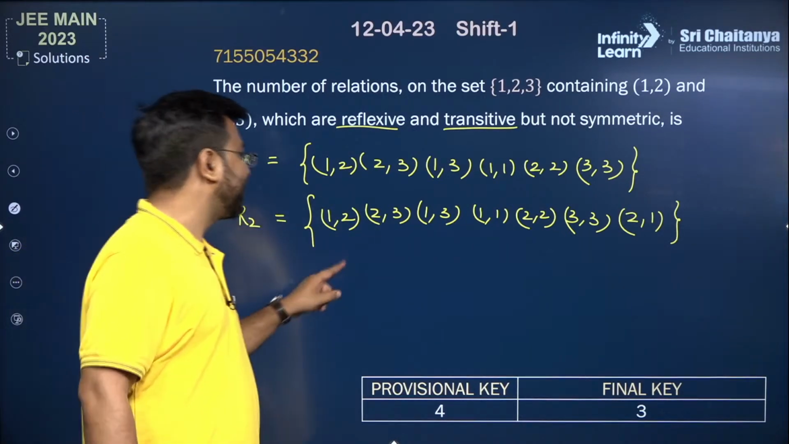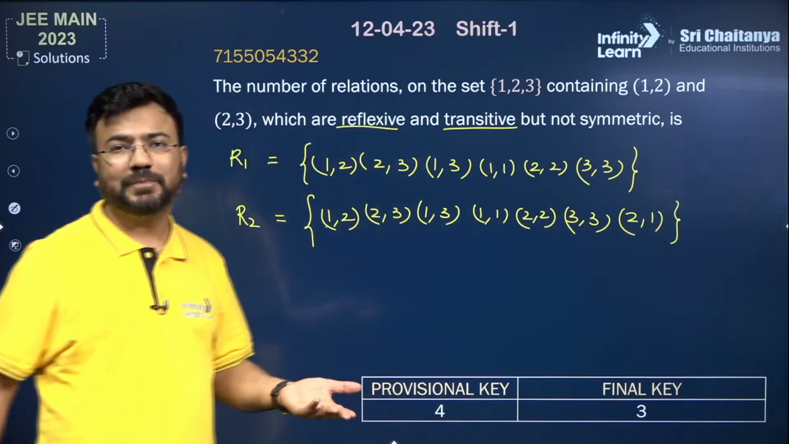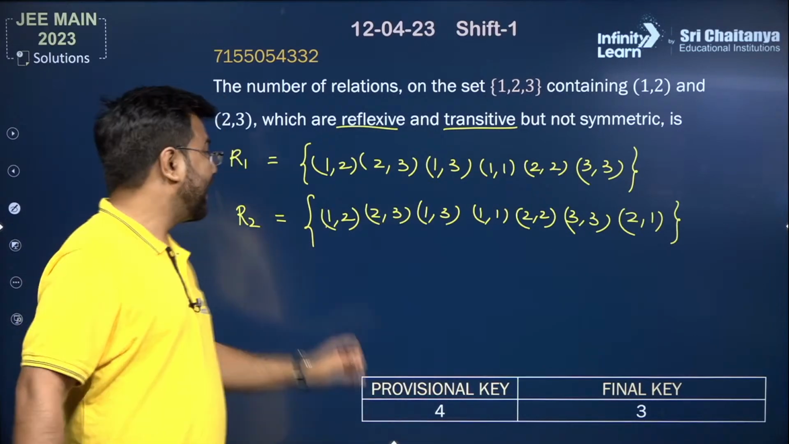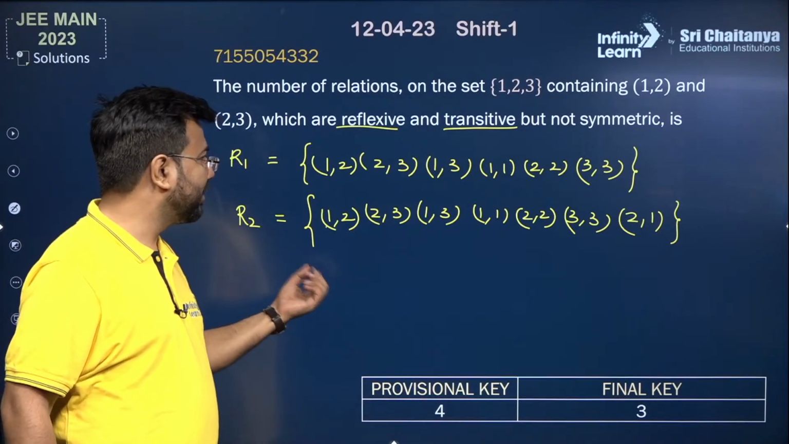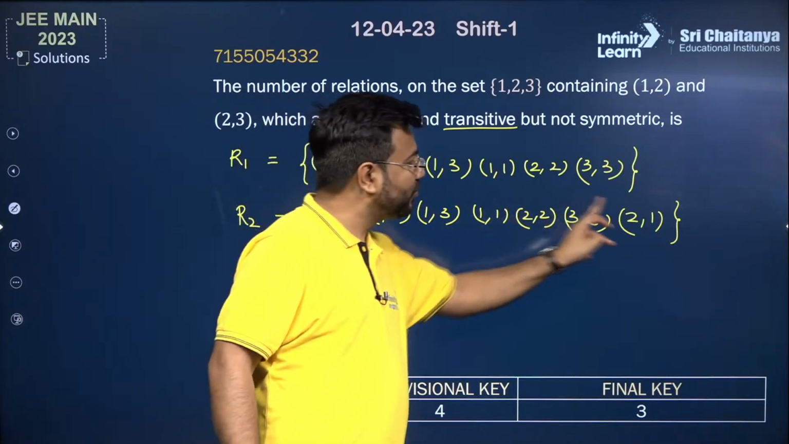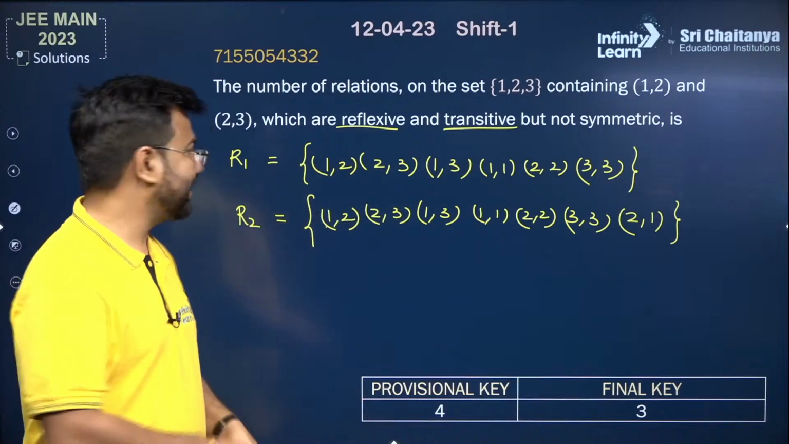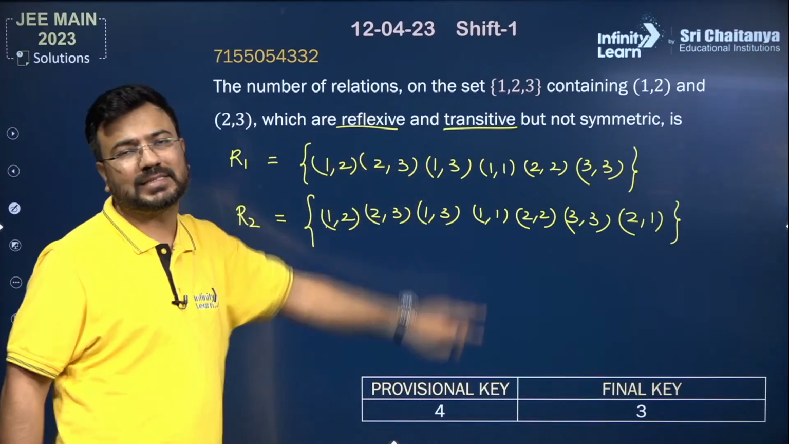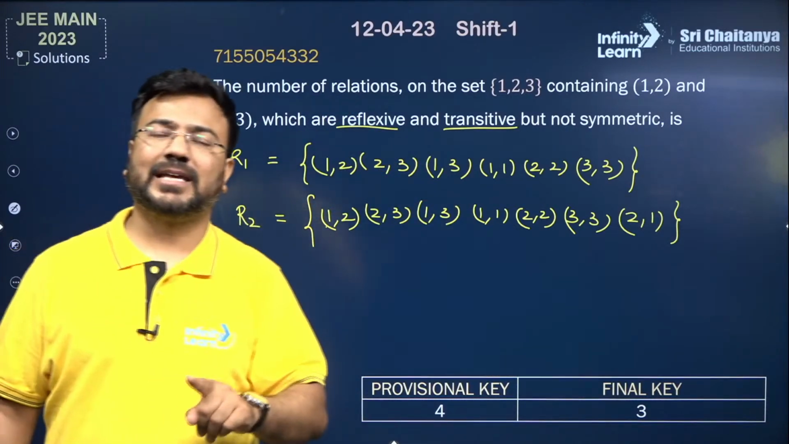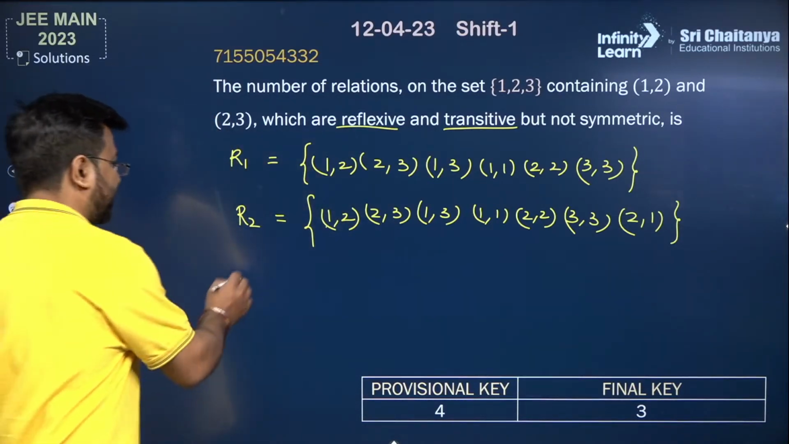Yes, let us check. 1 is mapped with 2, 2 is mapped with 1, so (1,1) should be present. Yes, (1,1) is there. 2 is mapped with 2, 2 is mapped with 1, so (2,1) should be present. Yes, (2,1) is also present. So it satisfies reflexive and transitive at the same time, but it is not symmetric. That is why R2 is also an answer for this question.